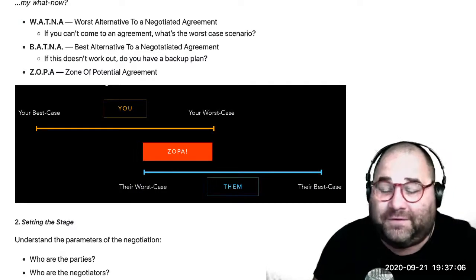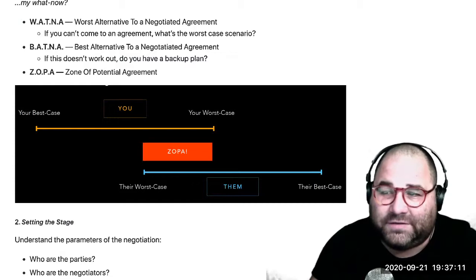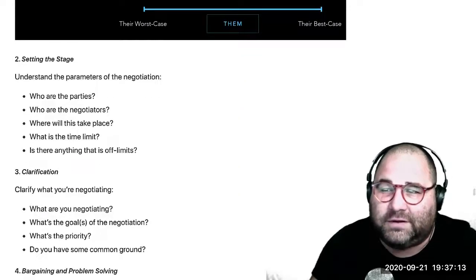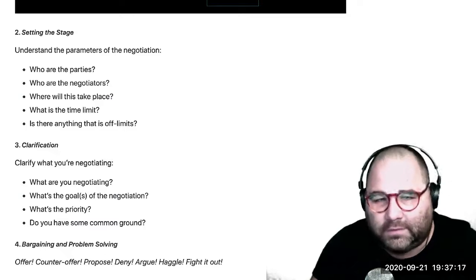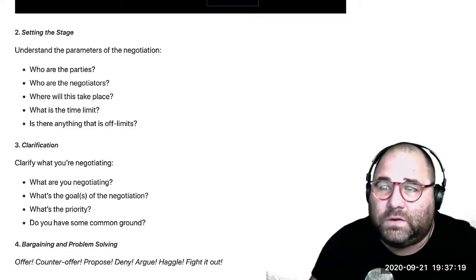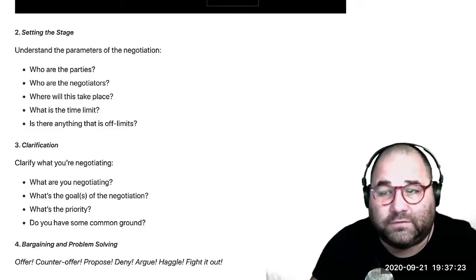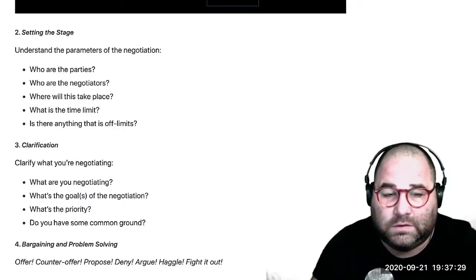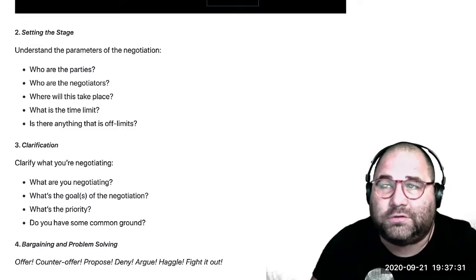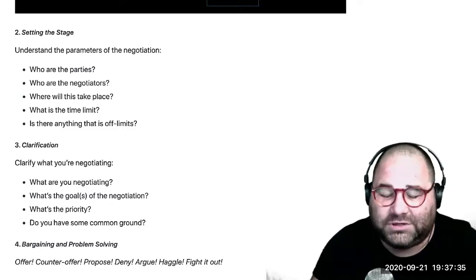And this is just the first stage of negotiation. The second stage is called setting the stage. You want to understand the parameters of negotiation. Who are the parties? Who are the negotiators? Where will this take place? Is there a time limit? And is there anything that's off limits? It's very much, you want to know the sandbox that you're playing in. These are things that you really want to establish ahead of time.